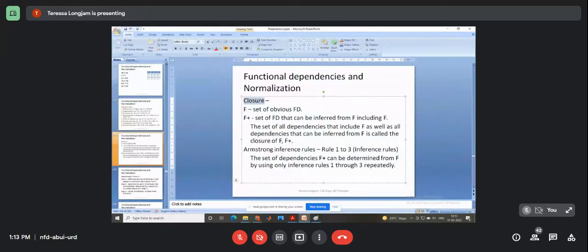Okay, so after this, another thing that we need to know about functional dependency is the closure set. So what is this closure?